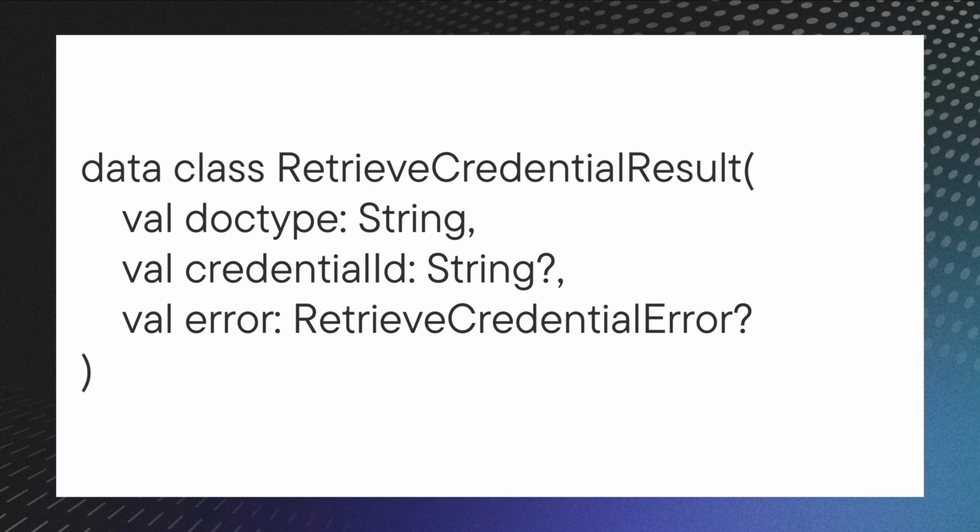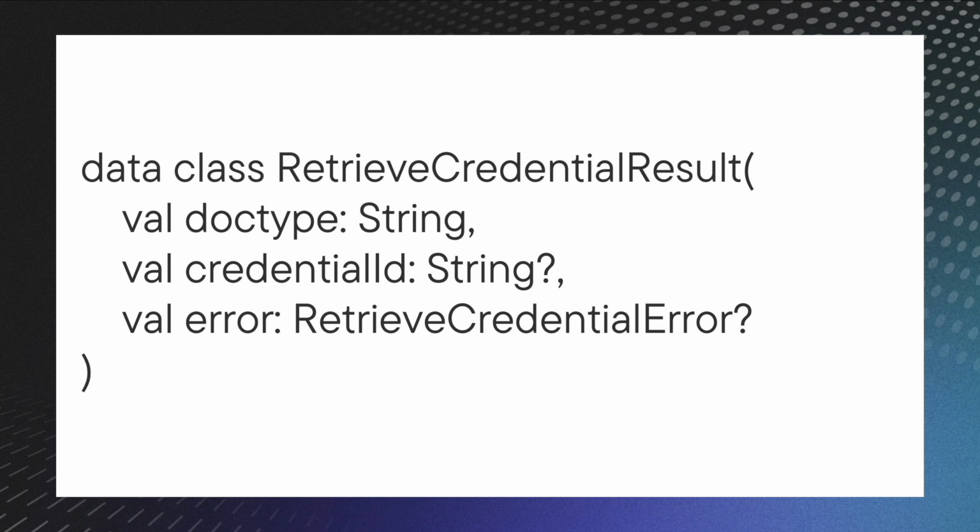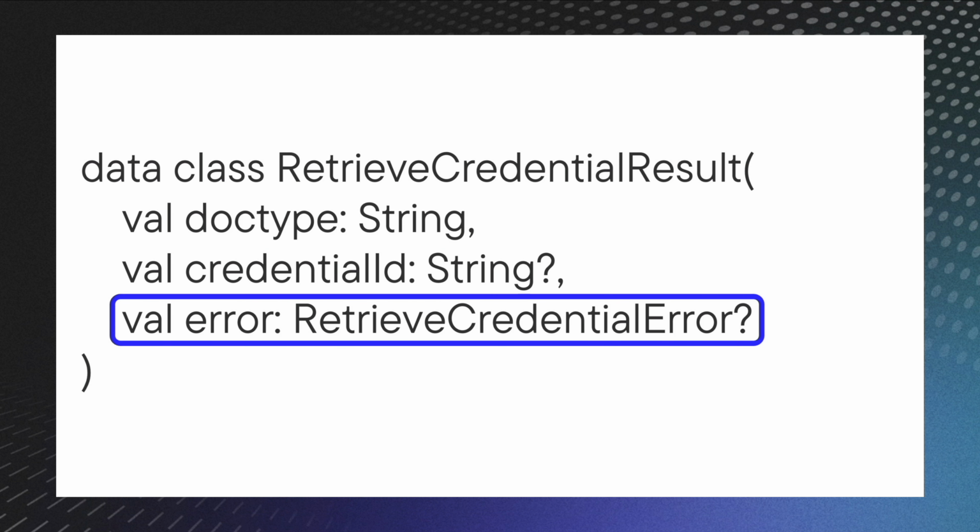Here's the structure of one retrieve credential result. It always contains the type of the document in its doc type field. This can be a value that identifies a driver's license or a passport, for example. And we have either a credential ID in case everything went well for this particular document and it was successfully received from the issuer and saved on the device, or otherwise we have a received credential error if something went wrong. For example, if there was a network issue for this particular request.